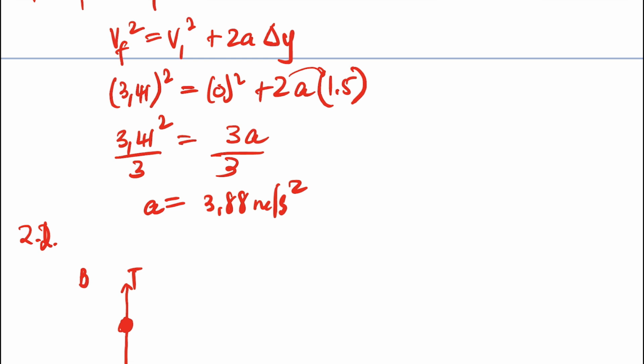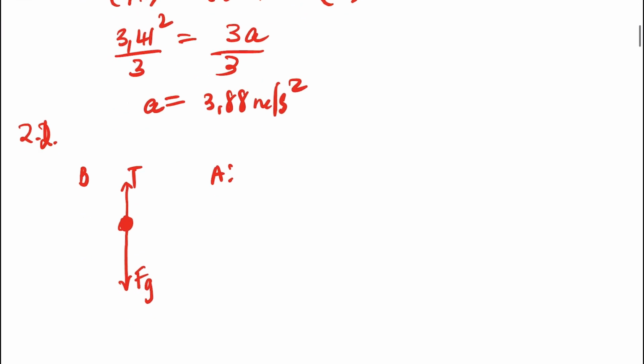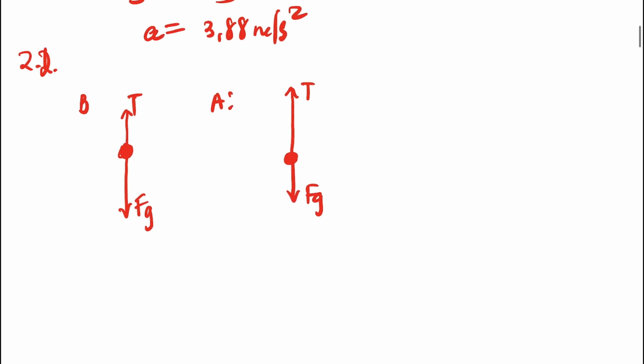This is block B. Guys, I would like to do block A as well, even though we are not asked for block A. For block A here, we have what? Block A is going upward, and the upward force is the tension force. The tension force is going to be bigger, and the gravitational force is going to be smaller, right?